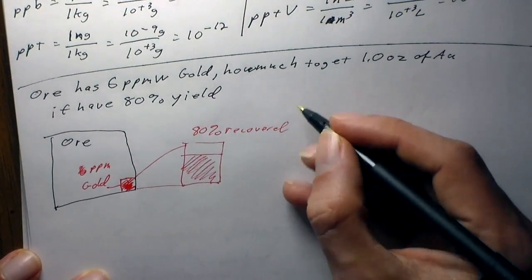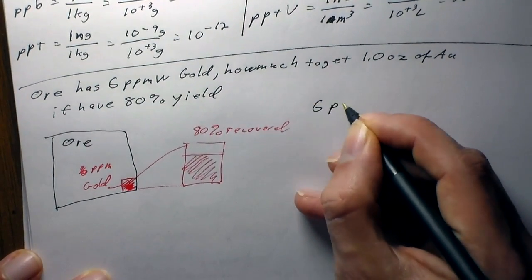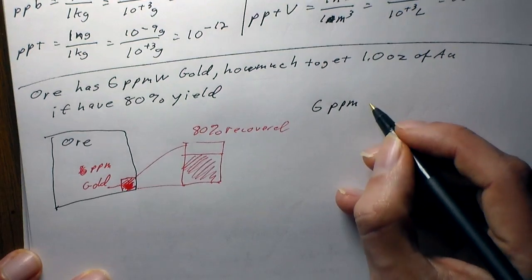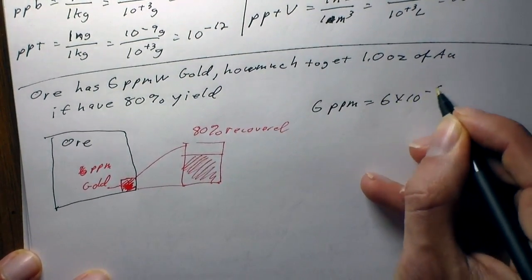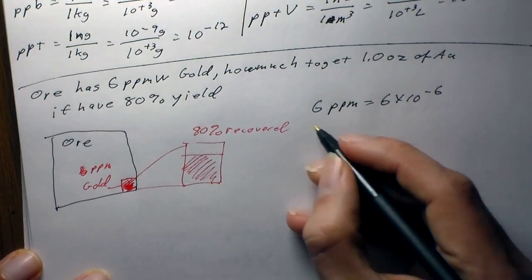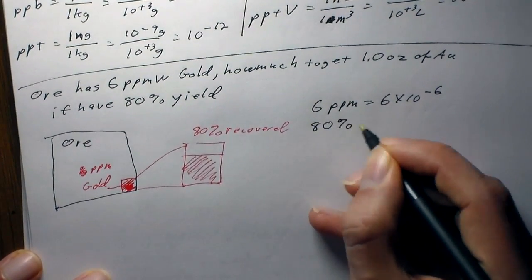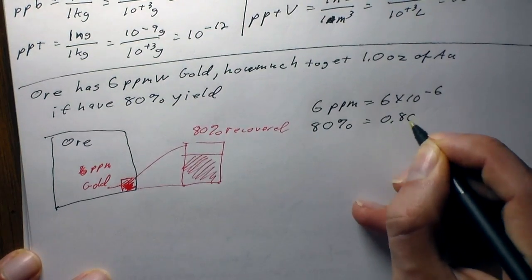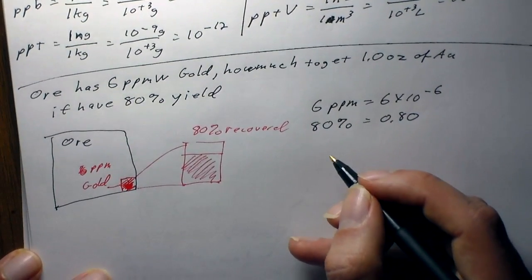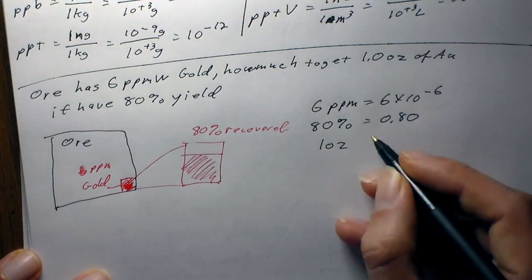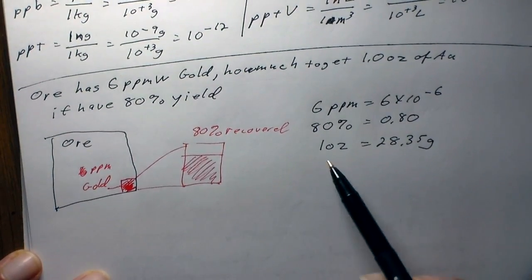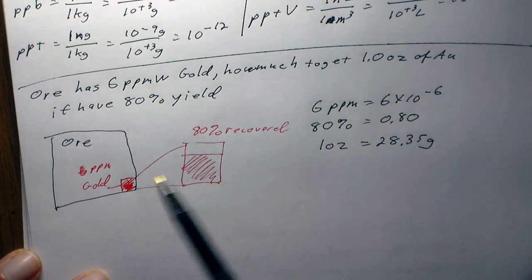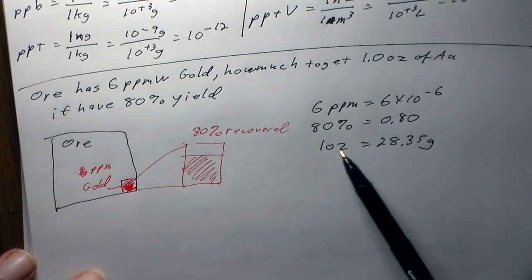All right. So remember the 6 ppm, and since this is by weight, that's just going to be 6 times 10 to the minus 6 over here. Our 80%, that's the same thing as 0.80. And 1 ounce is actually 28.35 grams. And this conversion over here, ounces to grams, I would give that conversion, so don't worry about memorizing that one.